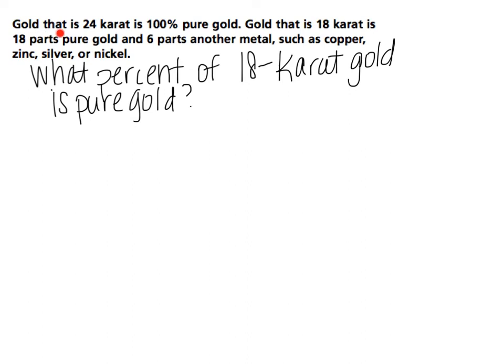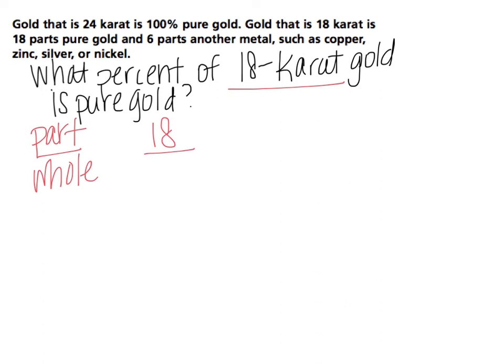Let's try this final problem. It says gold that is 24 karat is 100% pure gold. Gold that is 18 karat is 18 parts pure gold and 6 parts another metal, such as copper, zinc, silver, or nickel. So we want to find what percent of 18 karat gold is pure gold. So when you're doing this, always think of your ratio as your part over your whole. So we know that we have 18 karat. That's our part. And our whole, if we had a whole pure gold, that would be 24.